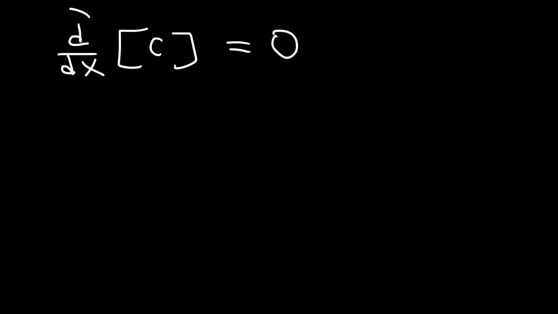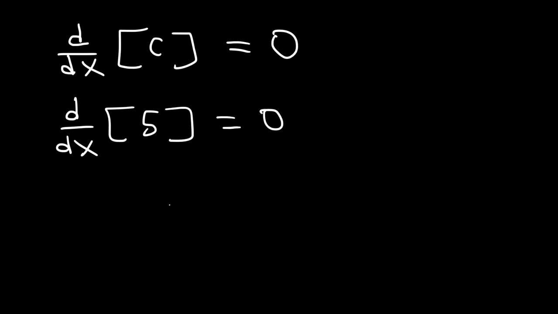In this lesson, we're going to go over the constant rule for derivatives. So the derivative of a constant c is equal to 0. When you see this expression, it means that you're differentiating c with respect to x. So let's say, for example, if we want to differentiate 5, the derivative of 5 is equal to 0.